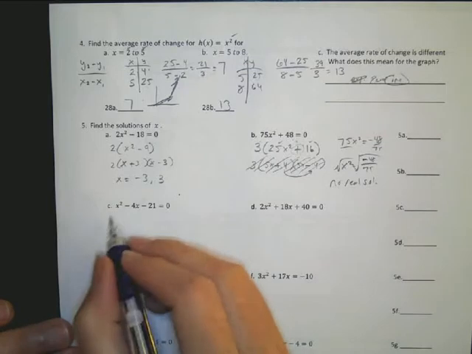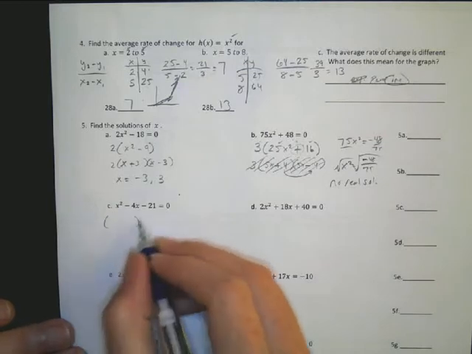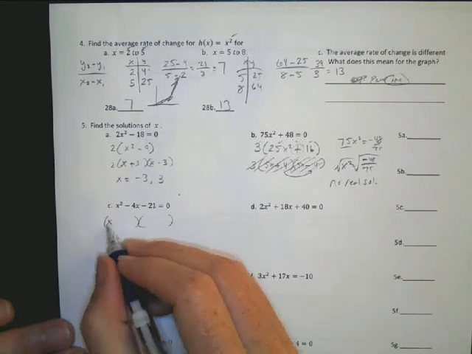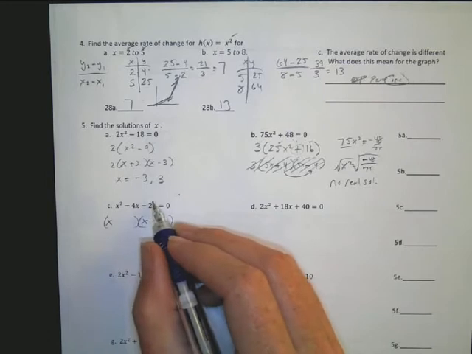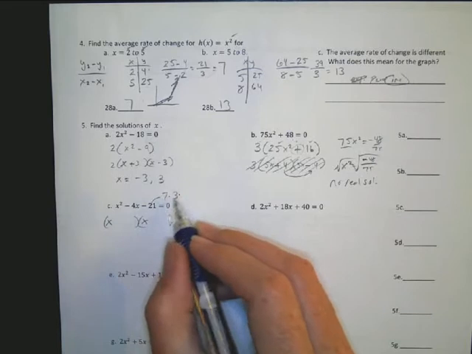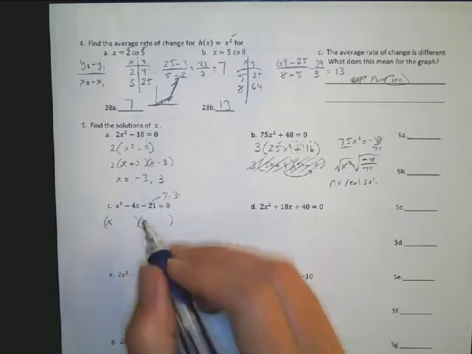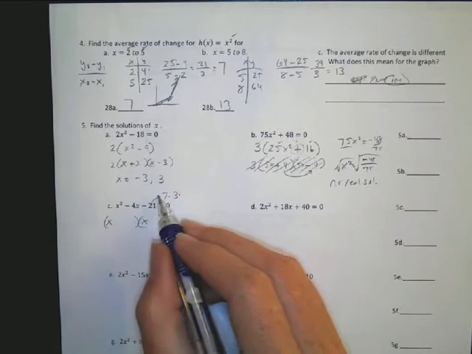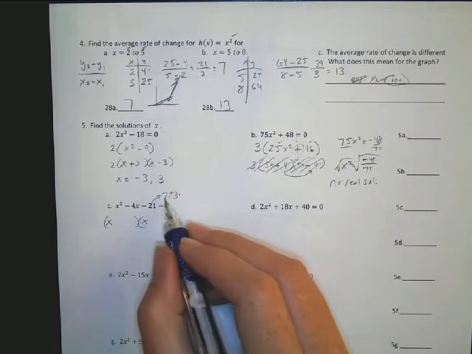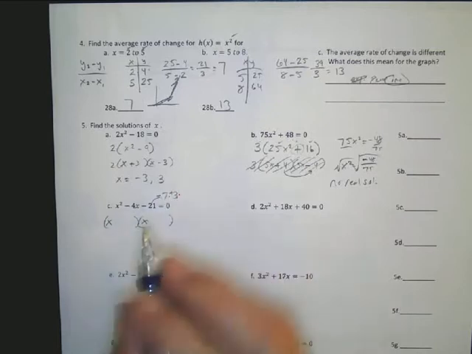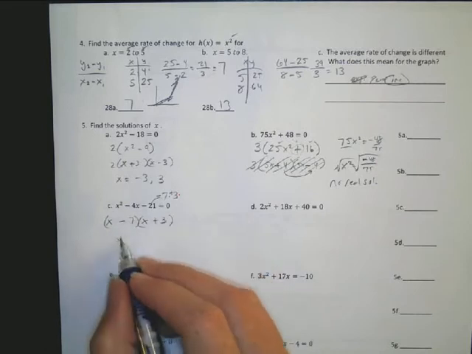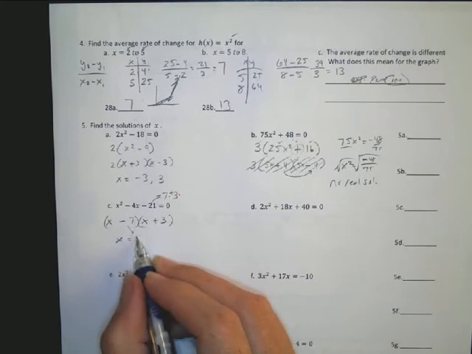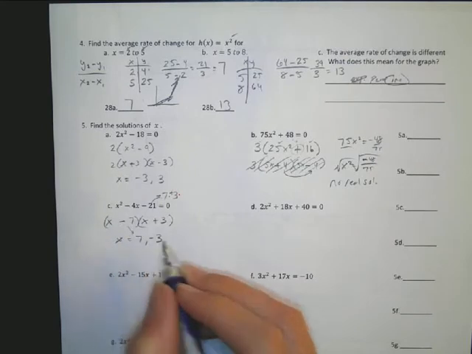For C, we have x squared minus 4x minus 21. I'm going to put an x in the front there. And again, I could look and say, what can I multiply together to get 21 and add and subtract to end up with a 4? I like 7 times 3 because 7 times 3 is 21. Because I want a negative 4, I'm going to make that a negative 7 and a positive 3 so that the negative 7 plus 3 become a negative 4. So I'll write negative 7, I'll write a plus 3, and my solutions are going to be x equals the opposite, 7, and x equals negative 3.